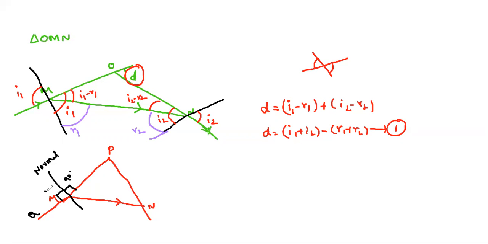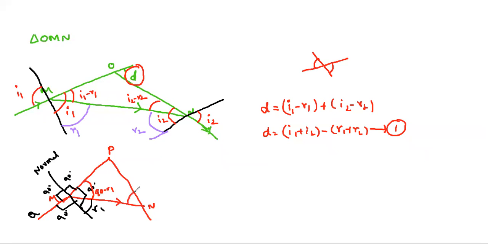So here you will get 90 degrees, like I had shown in the figure, and this angle will also be equal to 90 degrees. And one more thing, the angle between the normal and the refracted ray at the surface PQ I consider as R1. Now I am going to find the interior angle in the triangle PMN at M. It will be equal to 90 minus R1.